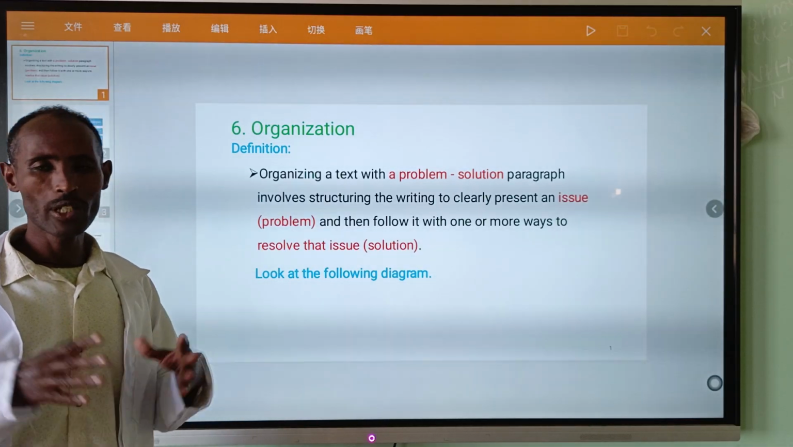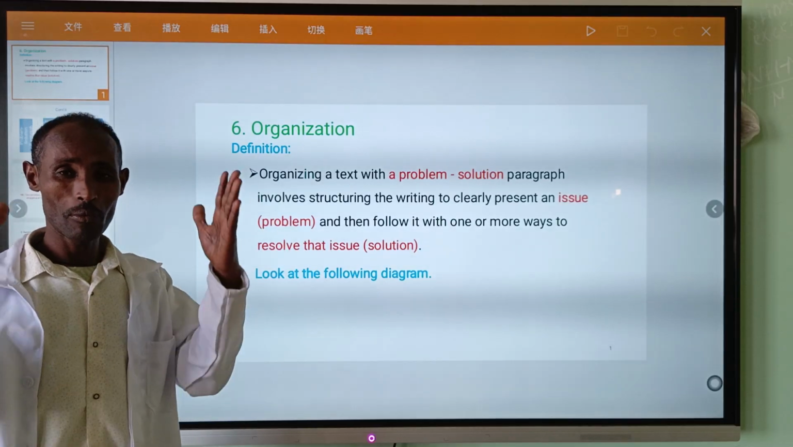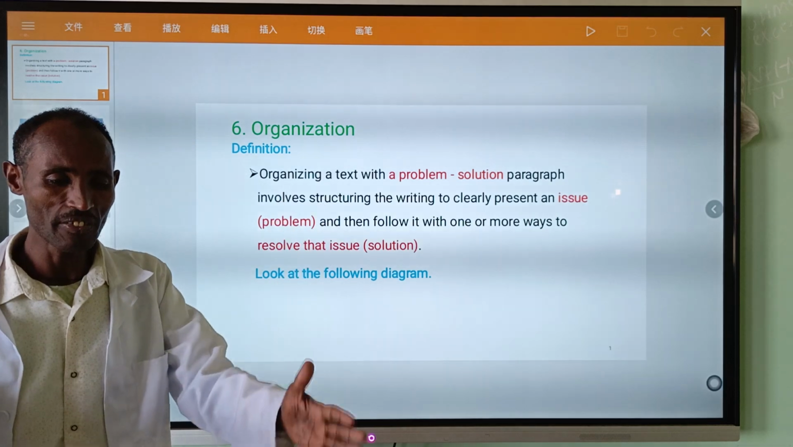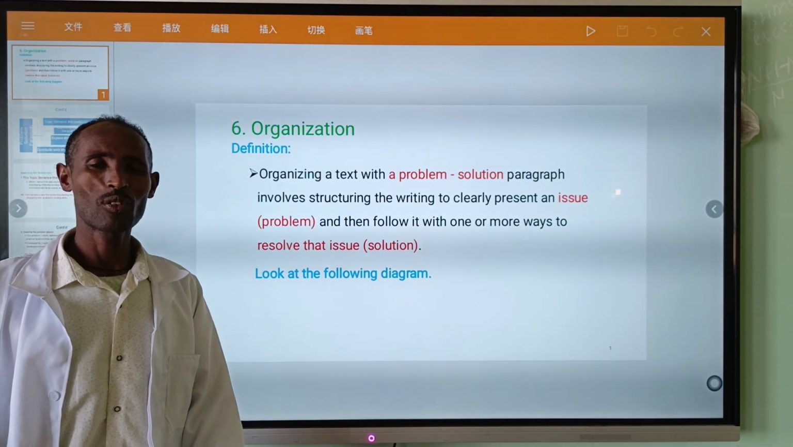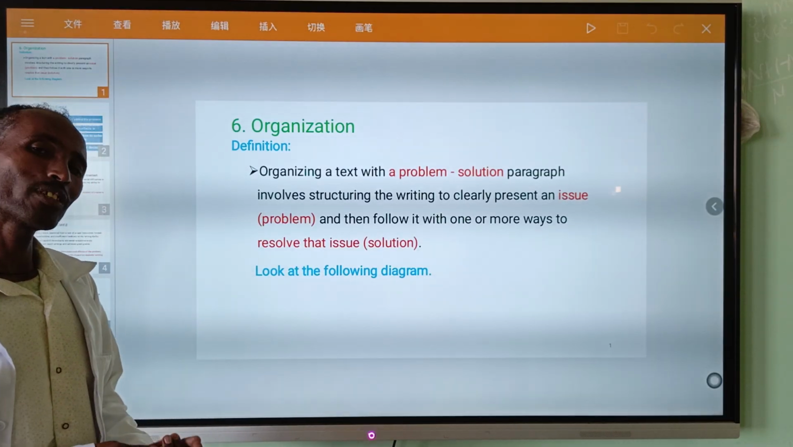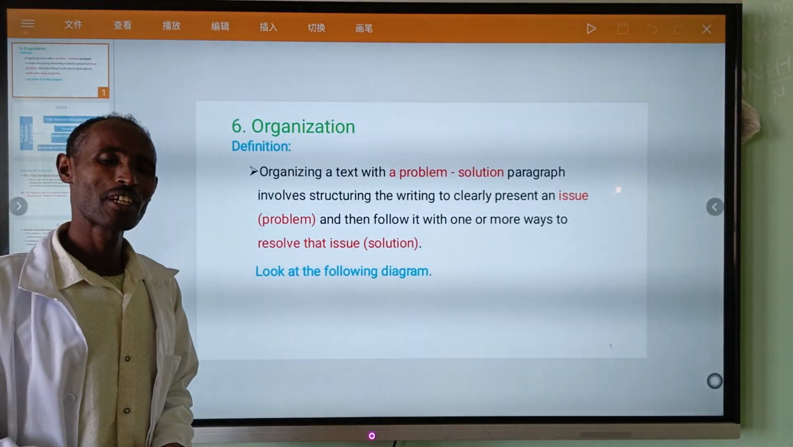By the way, organization consists of different elements. When we organize a paragraph, it has different elements. For example, it has a topic sentence, supporting details, and conclusive statements.